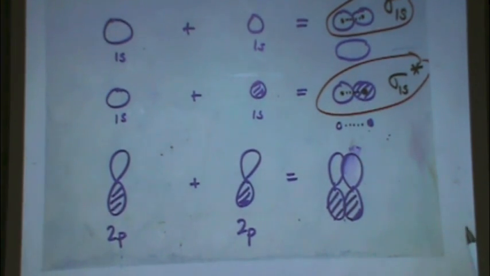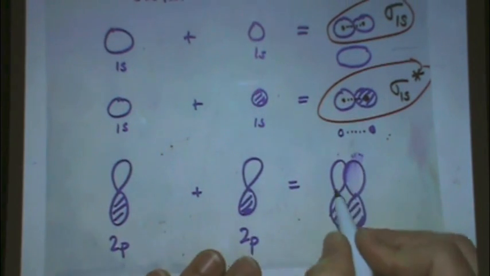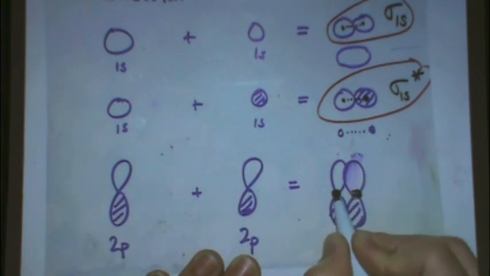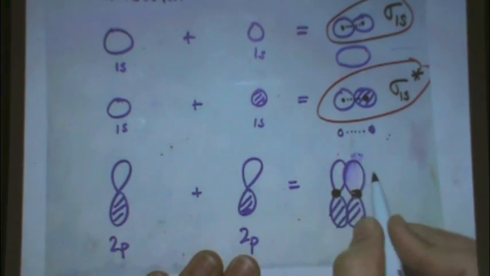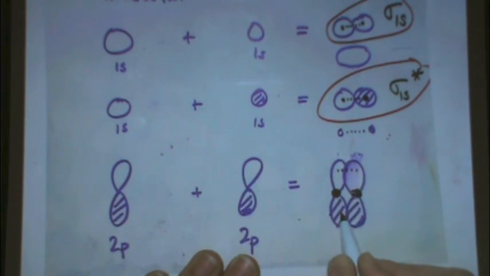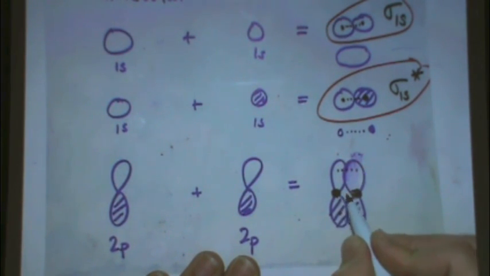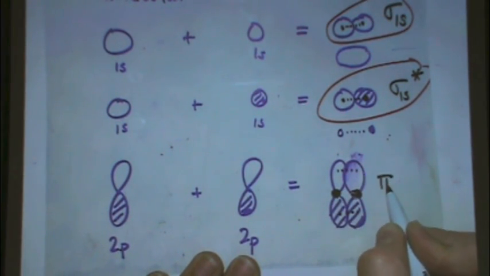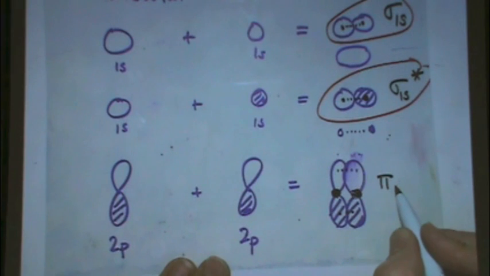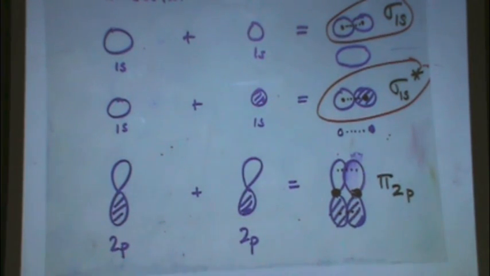And now this forms actually a different kind of bond. Notice the center points are here and here. These 2 points are the center, but the overlap or the bond occurs above and below. When that occurs, we don't call it a sigma bond anymore. There's no overlap in the middle. We call this a pi bond. And it comes from a 2p, so we subscripted 2p.